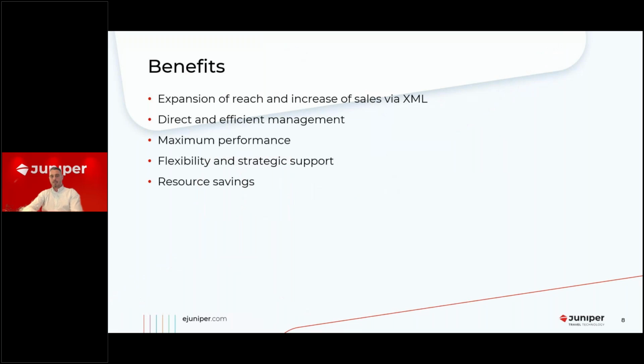Benefits. Expansion of reach and increase of sales via XML. You will be able to connect to more than 1,500 tourist companies, facilitating access to new customers and increasing market share. Direct and efficient management. Juniper acts as a bridge, facilitating the direct connection between suppliers and customers without intervening in business rules or payments.